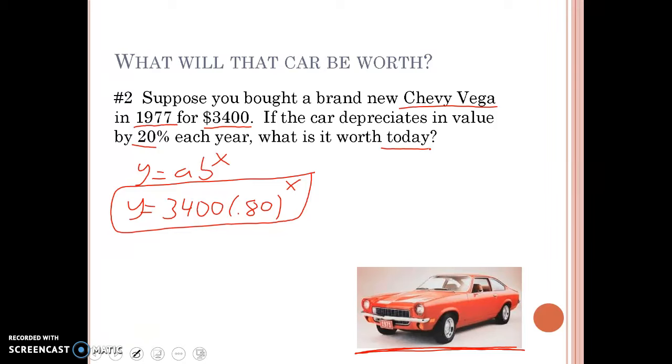And so we want to know, what is it going to be worth today? Well, when I'm recording this video, it is 2017. And so let's go from 1977 to 2017. That is a period of 40 years. So I'm going to take 3,400 times 0.80 to the 40th power to see how much the value of that car is worth today. And that would be a grand total of 45 cents.